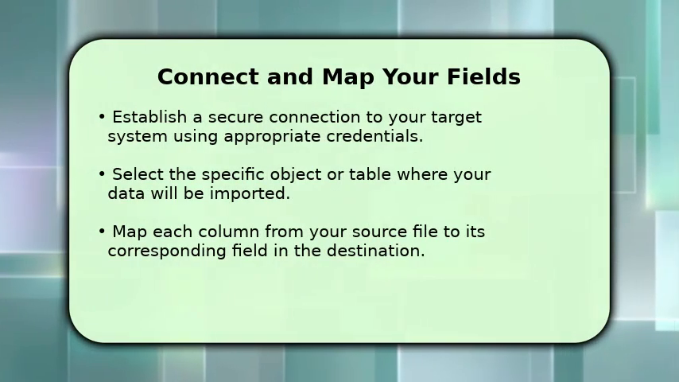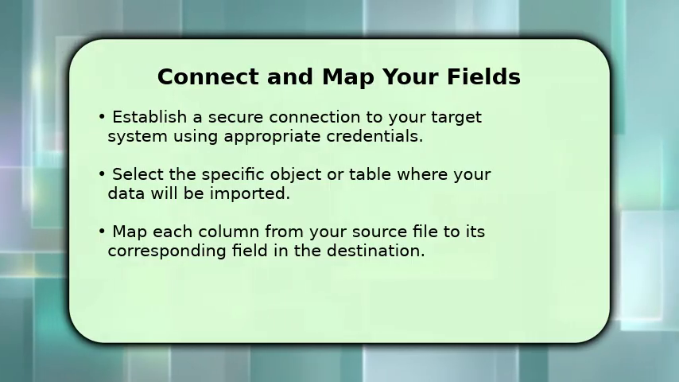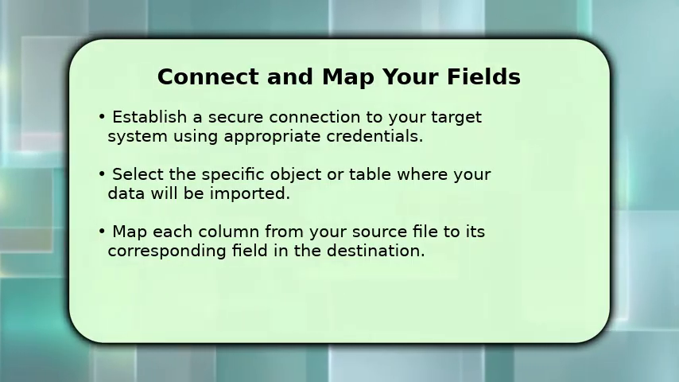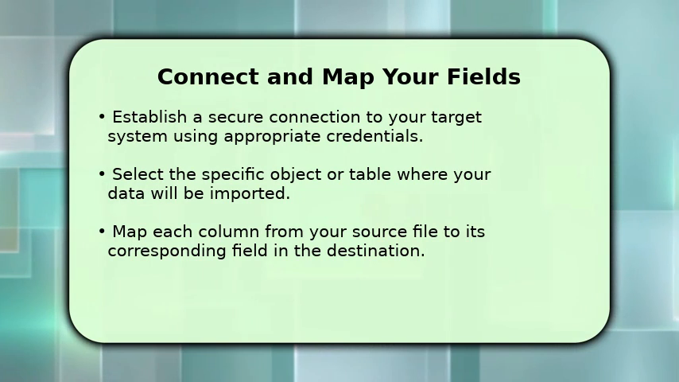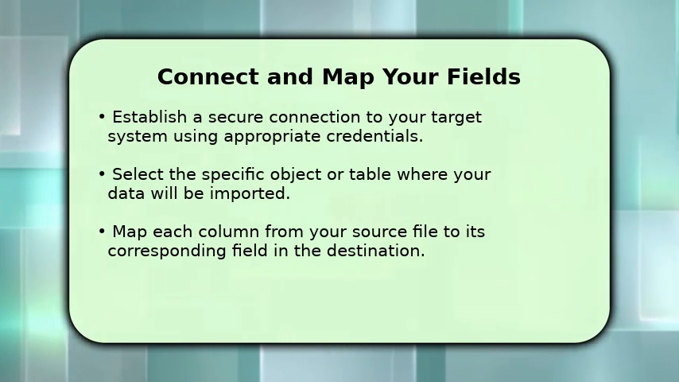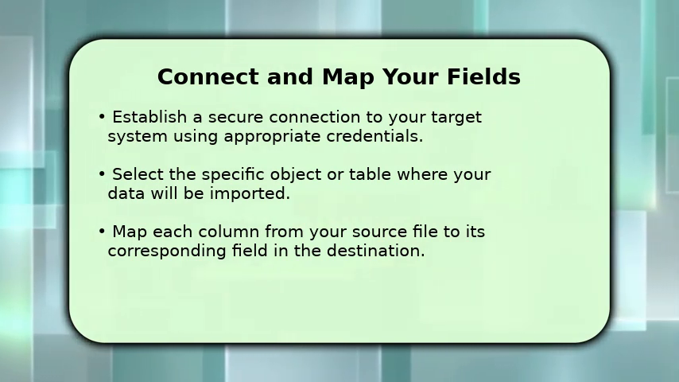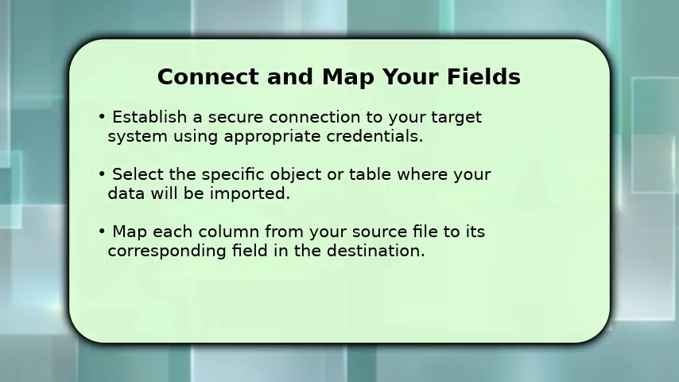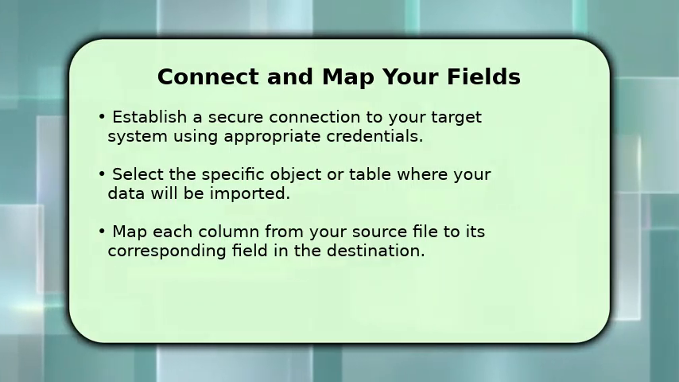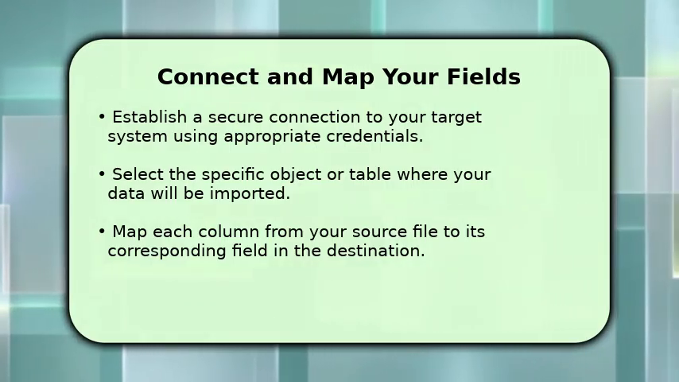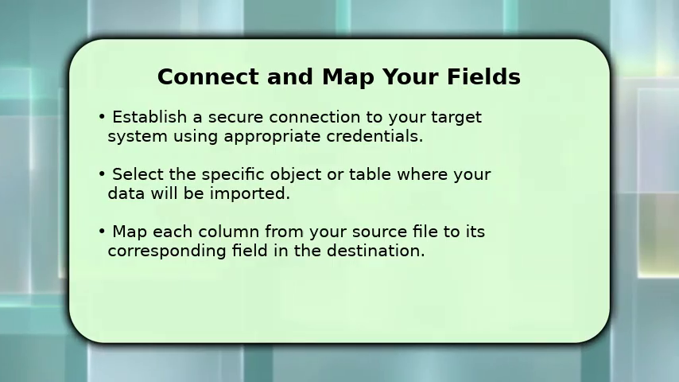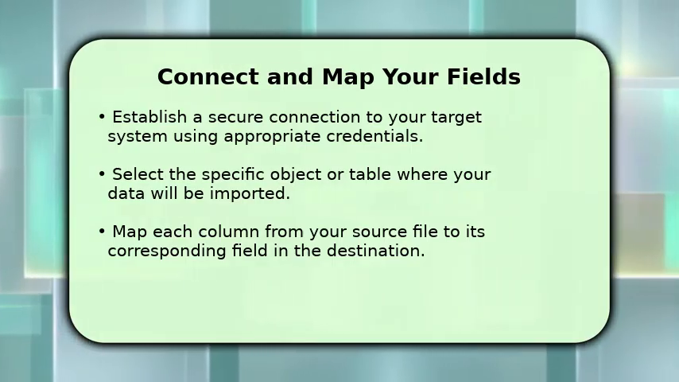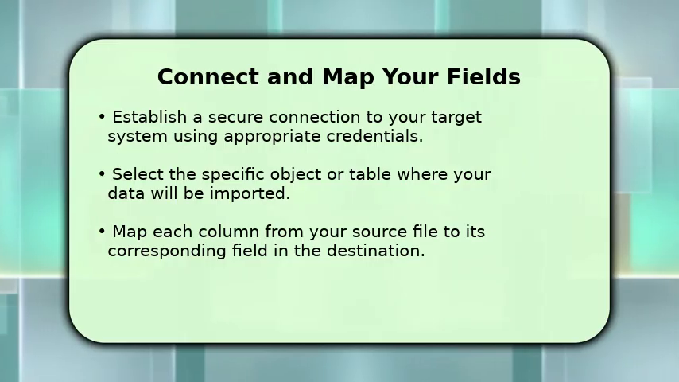Next, you will connect your Easy Loader to the system where your data will reside. This usually involves entering your login details and selecting the correct database or object. The most critical step is mapping. You must tell the loader exactly which column from your file goes into which field in the target system. Many loaders offer automatic mapping for similar names, saving you valuable time.